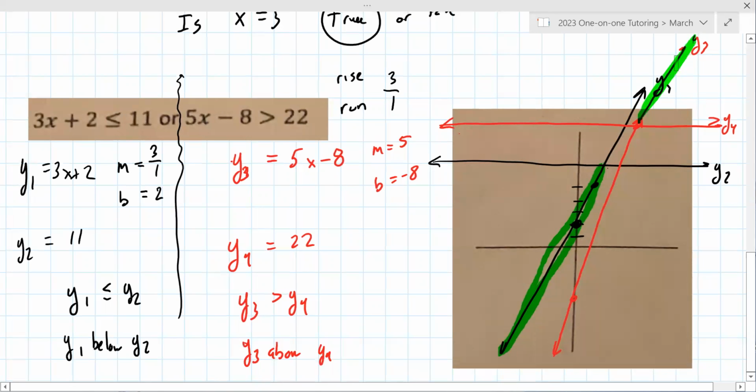Y1 or no? So you don't care about the black lines now. You're only looking at the red. Where is y3 above y4? It's just up in this region here. Do I just say Y something, or do I say above that? I don't know how you're supposed to indicate it.